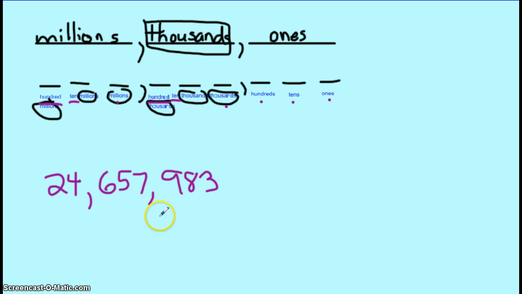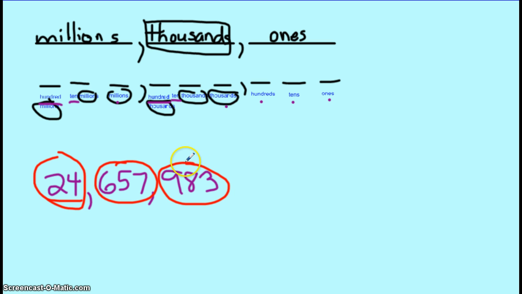Okay, so now we can see the two commas. So we know that this is in the million section. So we say that number just as if it was by itself. We would call this 24 million. And then the next section, which is thousands, 657,000. And then, of course, the last section, which is ones, which we don't say ones after because it's kind of understood. We say 983. So I would read this 24,657,983. So if we were naming the place name and the value of each digit in this number that we just read.